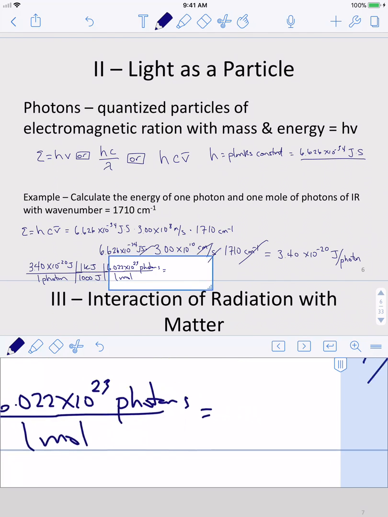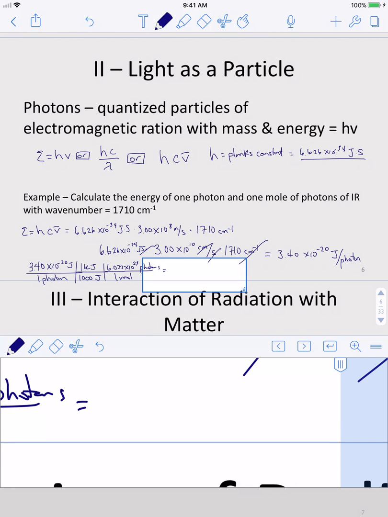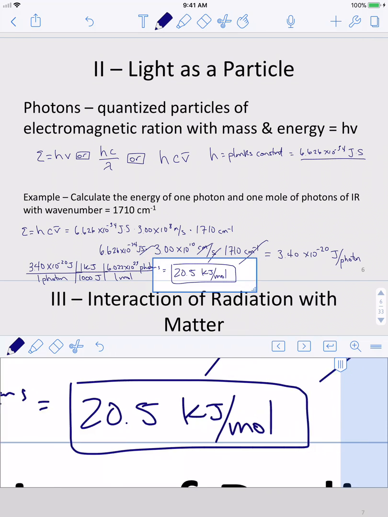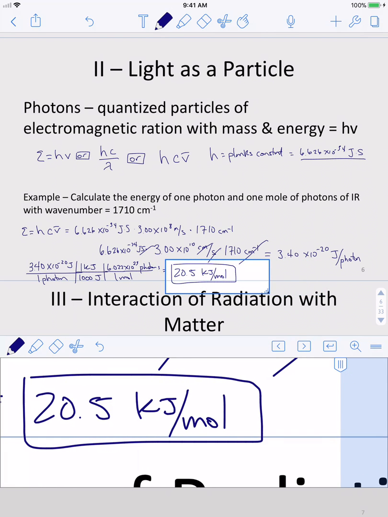Okay, so now we should have a unit of kilojoules per mole, and this is 20.5 kilojoules per mole. If we think about this in terms of energies of covalent bonds, covalent bonds are hundreds of kilojoules per mole, so a carbon-carbon bond might be 310 kilojoules per mole. So IR is not high enough energy to break a covalent bond, right? We're just looking at vibrational energies and such that we're going to discuss in a little bit.